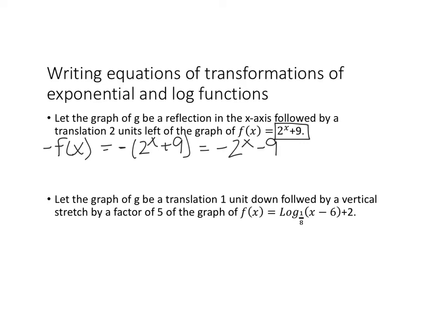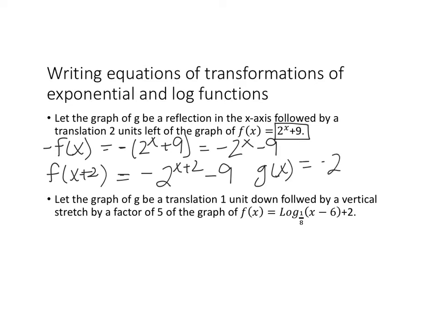Then the next thing is followed by a translation 2 units left of the graph, so that's f of x plus 2 to go 2 units left, and that gets plugged in for the x in the equation, the one we just finished, so negative 2 to the x plus 2 minus 9. And that's our function g of x equals negative 2 to the x plus 2 minus 9.